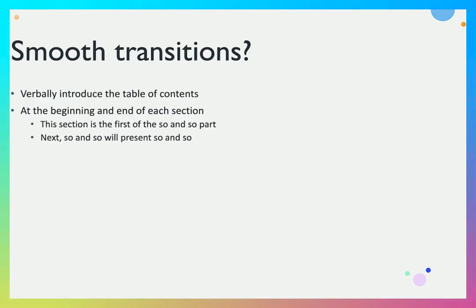And I just want to comment on how to make smooth transitions and how to make your presentation flow well, right? At the beginning, you're probably introducing the table of contents. Adding the table of contents is a must, but instead of just saying, here is the table of contents, and moving on to the next section, it's worth spending the time to verbally introduce it, so that you give your audience an idea of what's coming. That's one thing you can do.